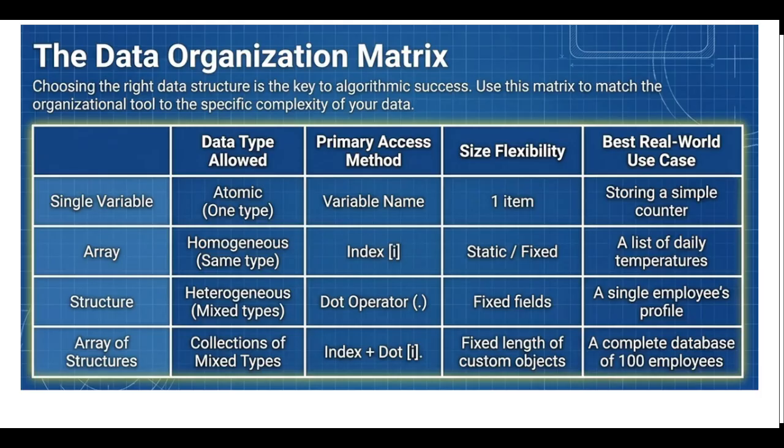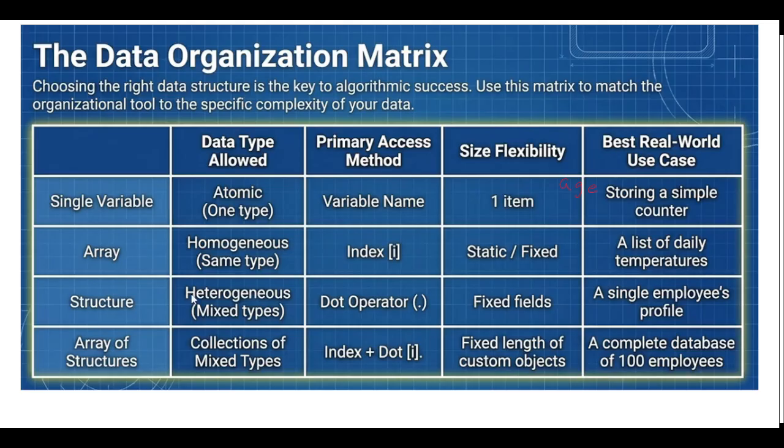So here we have seen that when we use a single variable, we use atomic data, where we can store only a single element, and for that purpose we just use a variable name, as we stored an age to store a single value. Second, we have seen an array. An array is used to store homogeneous type of data. A number of elements are there and we can access them with the help of the index i. It is static. For example, we can store a list of daily temperatures, or a list of roll numbers. In that case we use the array.